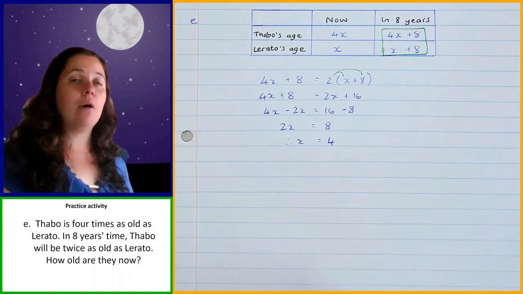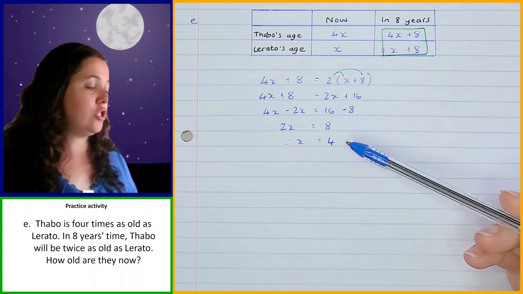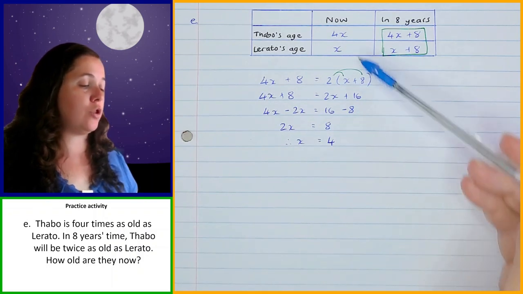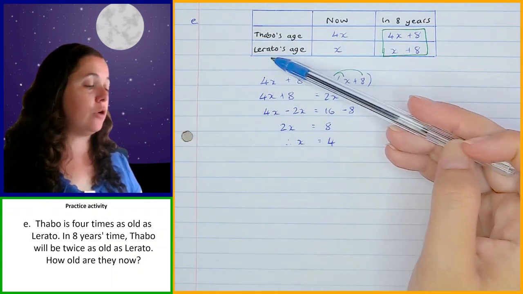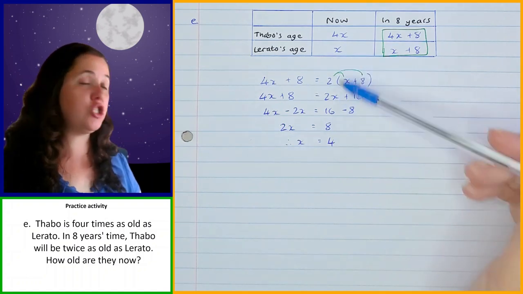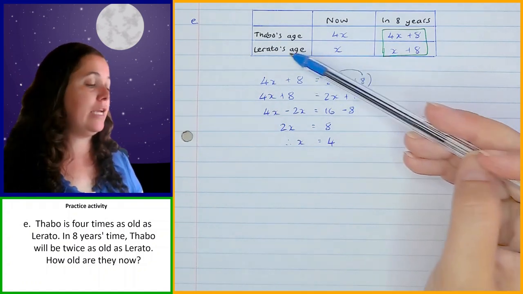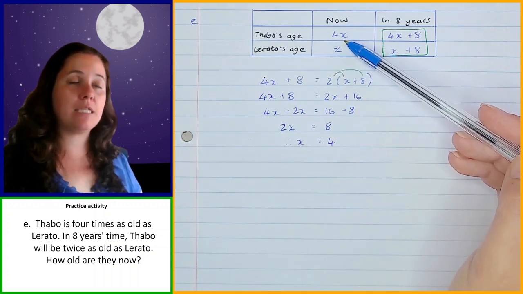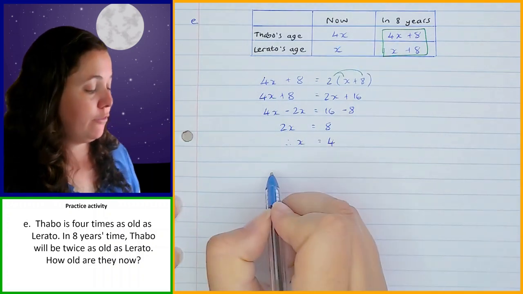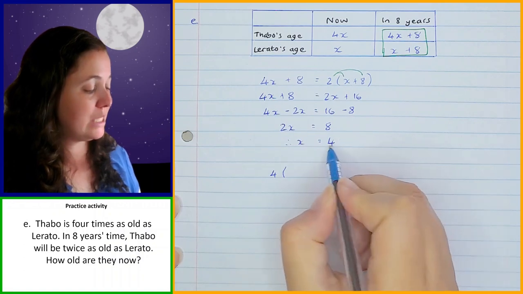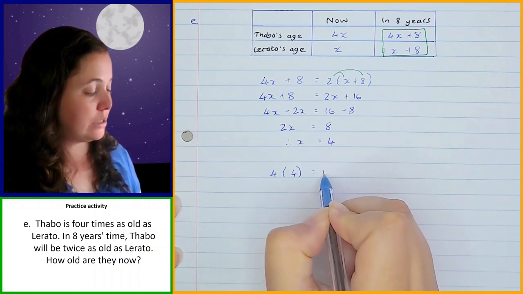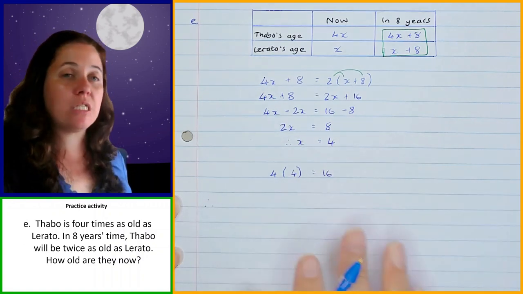So now that I found out what x is, I'm going to use that to work out what the two ages are. Lerato's age was x, so I know that she is 4 years old. So let's find out how old Thabo is. Thabo is 4x, 4 times x. So 4 times x, which is 4, equals 16. So therefore, I can answer my question.